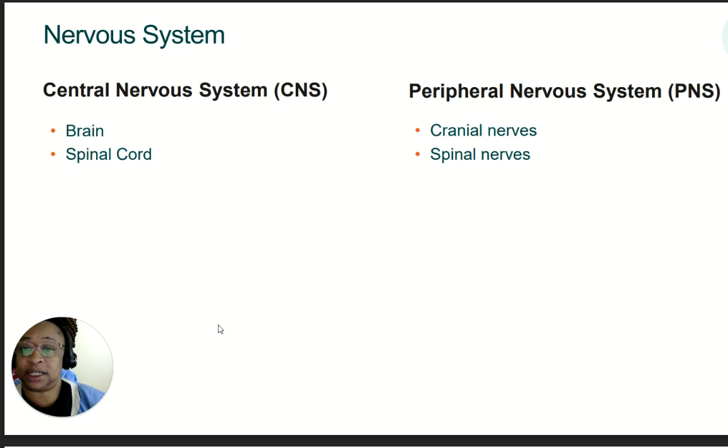The nervous system. We have two nervous systems. We have the central nervous system, which is the CNS, and we have the PNS, which is the peripheral nervous system. Part of the central nervous system is the brain and spinal cord, and the PNS is the cranial nerves and the spinal nerves.